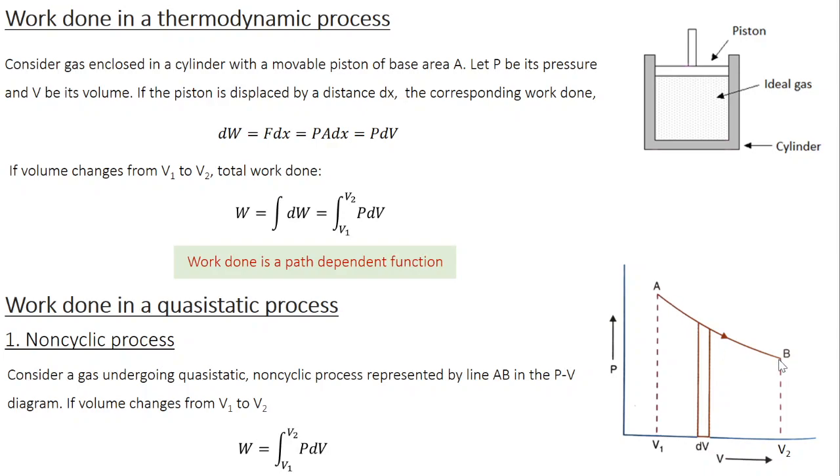So imagine that you have an ideal gas undergoing a quasi-static non-cyclic process represented by line AB in the PV diagram, and here you can notice the volume changes from V1 to V2. So how do you calculate the work done? You know, work done is nothing but area under the PV curve. So you take a small section whose thickness is dV, calculate the area under this. The area can be calculated by doing an integral under this curve, right? Now you extend your limits of integration from V1 to V2. This will give you the total area under the curve AB, which is nothing but the work done. So work done is integral V1 to V2 PdV.